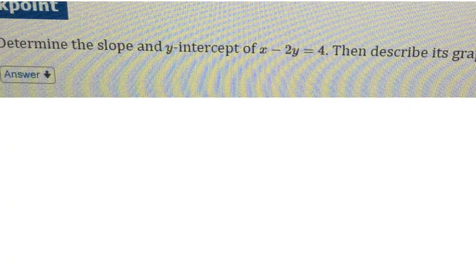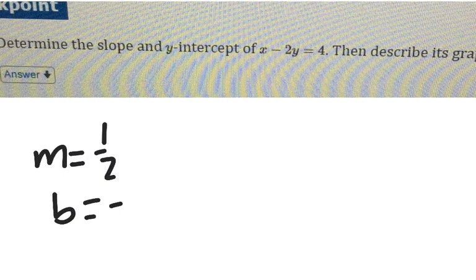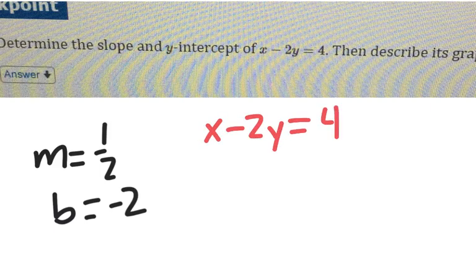I don't know. You don't know? Well, I got the slope is a half, and then the y-intercept is negative 2. Okay. How did you find those two values? I got the y by itself. Well, it was 2y at first, and then I divided both sides by 2.